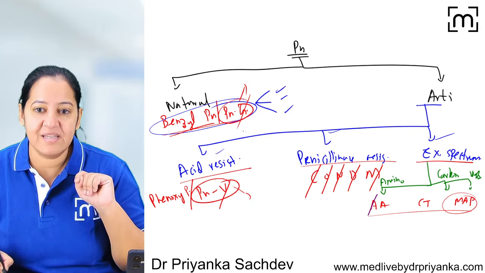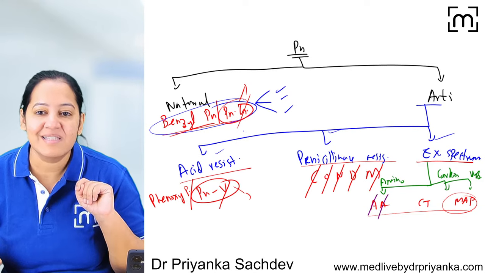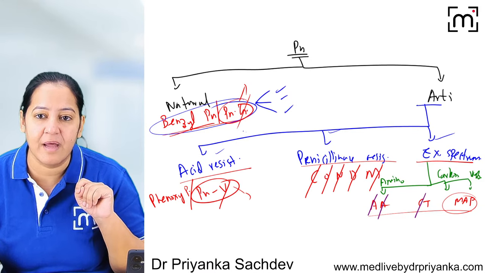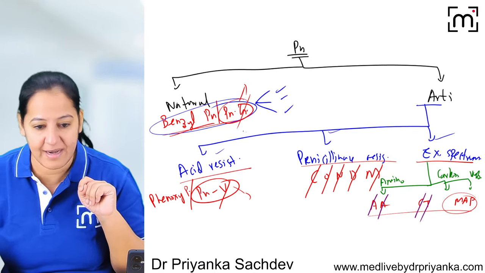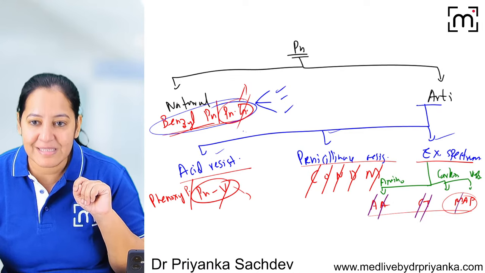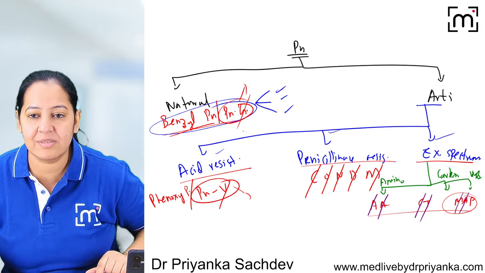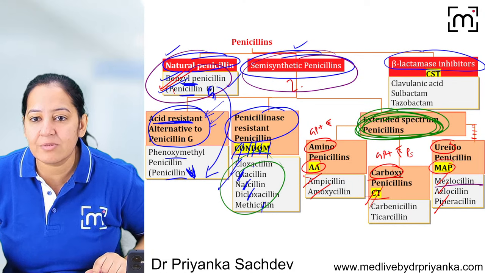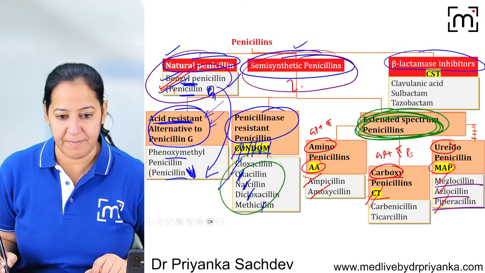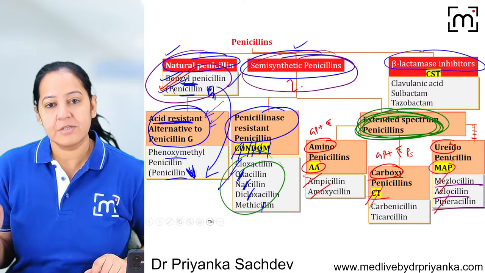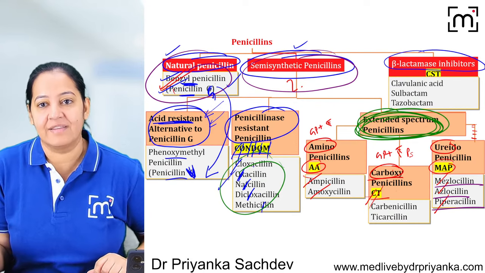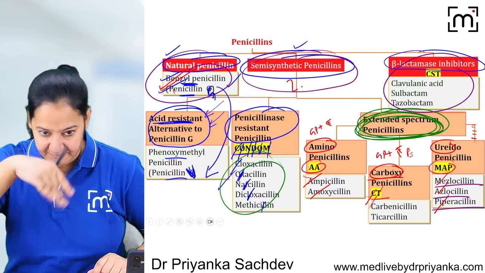Wait a while. So here, ampicillin, amoxicillin, AA. CT is carbenicillin and ticarcillin. And MAP is mezlocillin, azlocillin, and piperacillin. MAP, MAP. Say yes, everyone. Got it? So first, learn the names. Understand. This category, I will tell you separately. Let me finish these first.